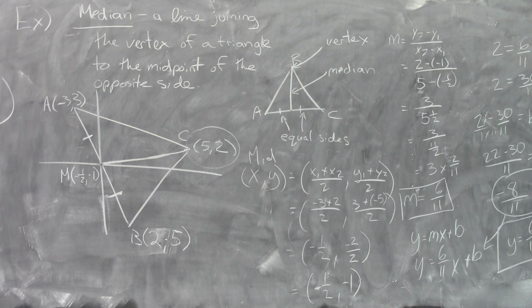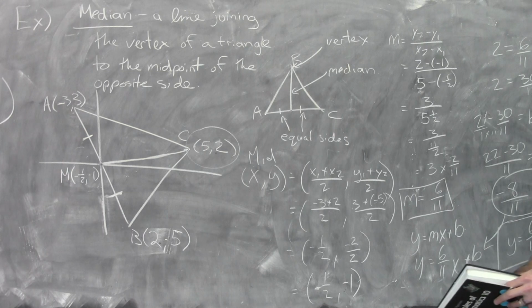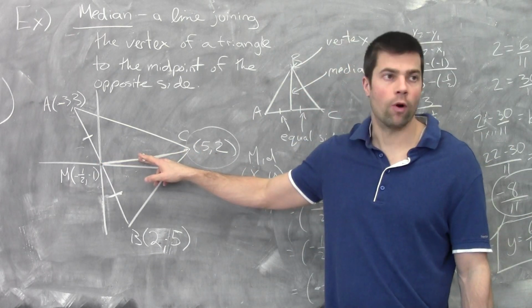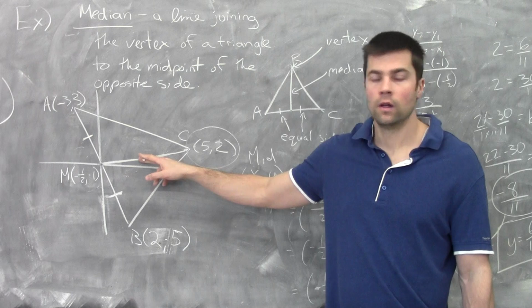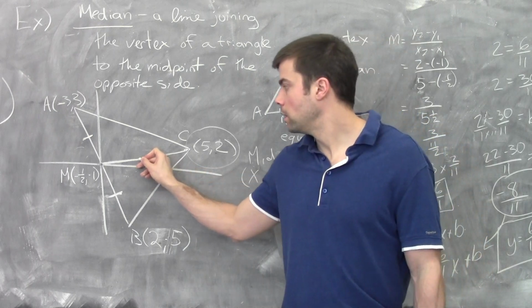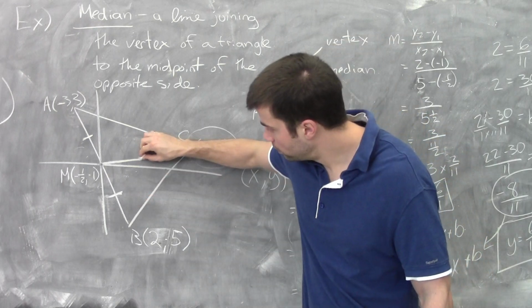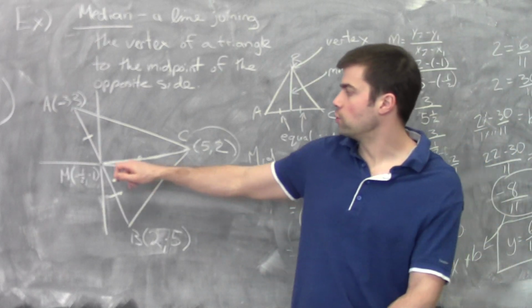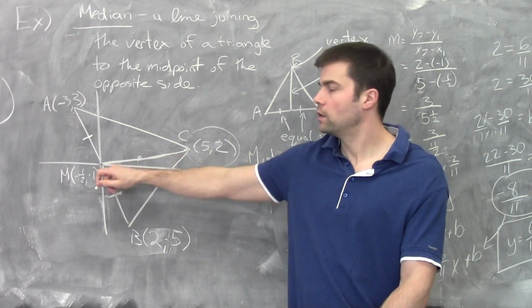Matthew? Couldn't you also have found the midpoint between -1/2 and -1 and 5 and 2? Found the midpoint between these 2 points? Yes. Okay, for what reason? In order to find the median. This point? Yeah. I'm not sure how that would give you the equation of this line.